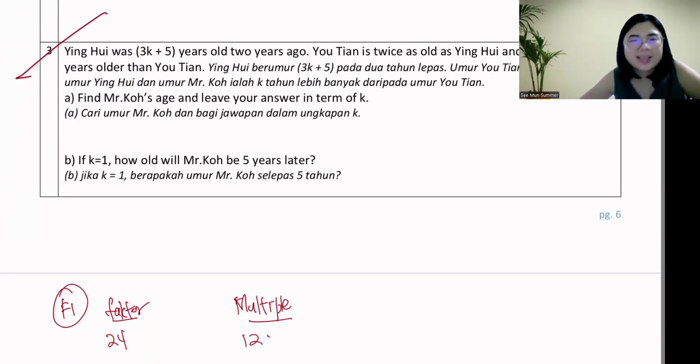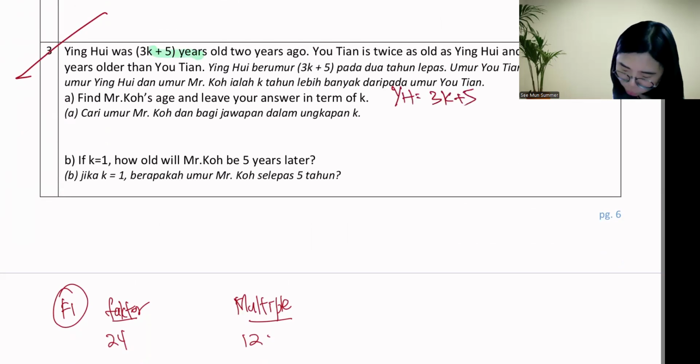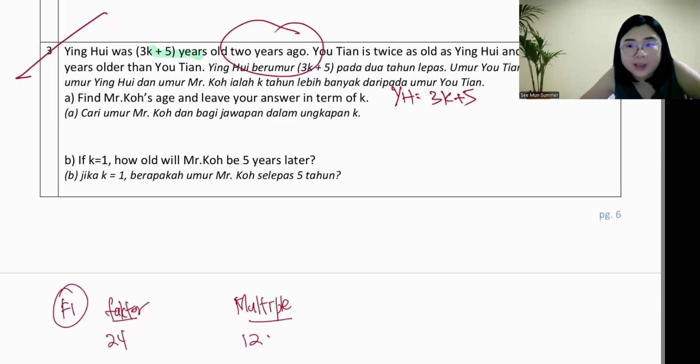Also using ungkapan. I think this is a revision of chapter 3, the algebra. Yinghui was 3K plus 5 years old. Okay, there's a girl. Actually, it's a teacher. 3K plus 5 years old. 2 years ago. This is 2 years ago. Okay, yeah, you are good, man.